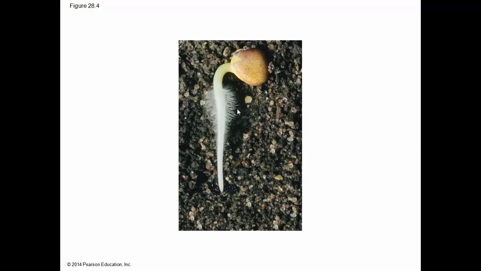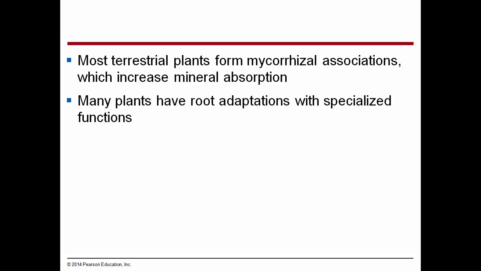And this is also where the interaction with mycorrhizae occurs. If you recall, in the previous chapter, we talked about mycorrhizae and their relationship to plants and how they benefited plants to help them absorb nutrients through their root structure. Well, this is where that happens. It all happens in the fine root hairs of the plant. Most terrestrial plants form mycorrhizal associations, which increase mineral absorption.